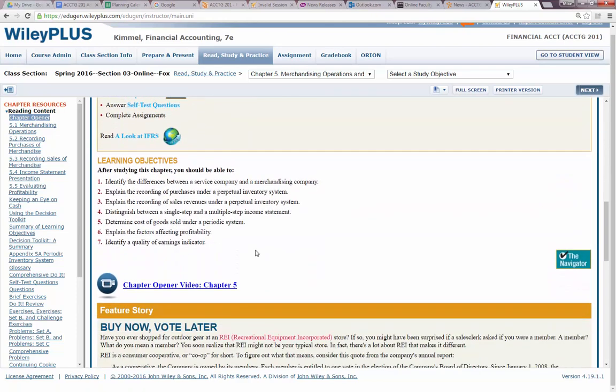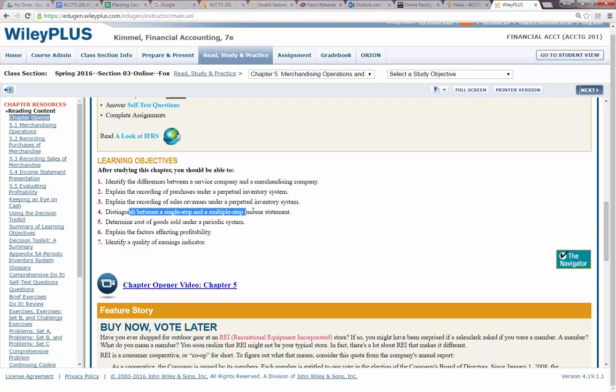So there's your learning objectives. Mostly they just want you to recognize the difference between a service company and a merchandiser. And then we're going to talk about how we record purchases and sales revenues. And what it doesn't say here, but what I think is actually a major part of this chapter, is understanding the discount terms and how to record sales discounts and those sorts of things.